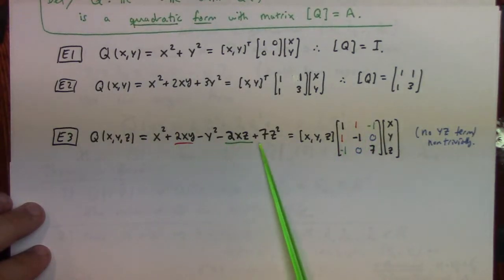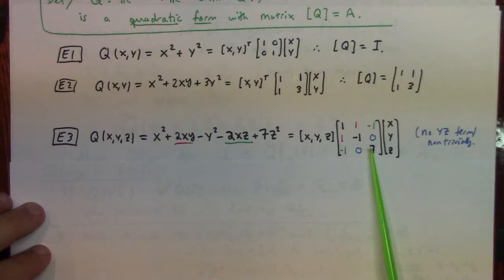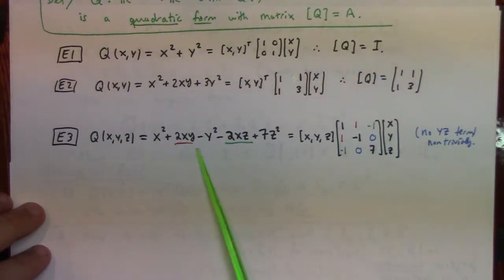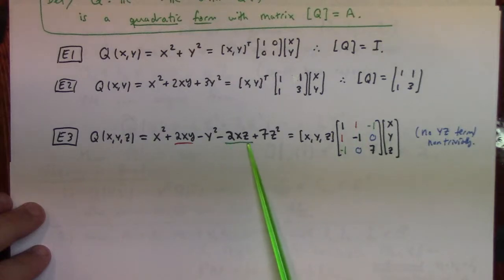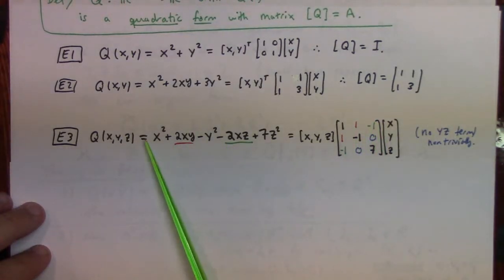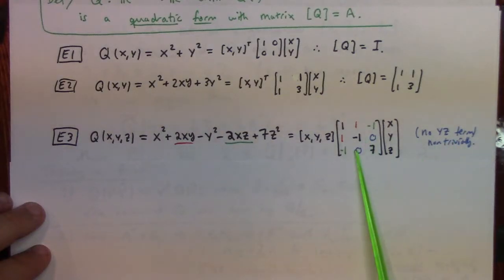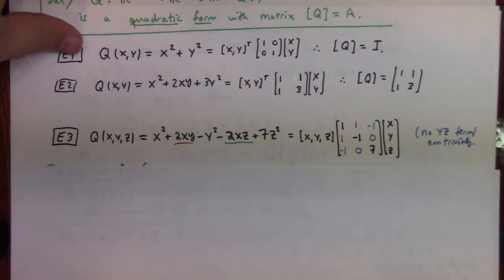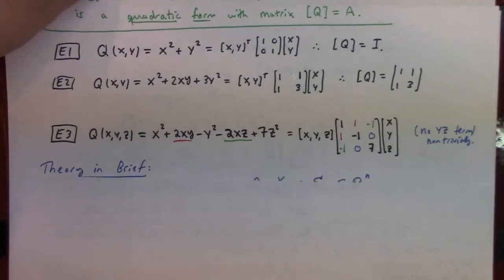But it's convenient to say that it's written in terms of a symmetric matrix like this. Now, this 2xy is giving me these two red ones. This minus 2xz is giving me these two green minus 1's. The fact that there is no yz term is giving me these zeros. The diagonals are coming from the squares: x squared, the minus y squared, and the 7z squared. All right, there you go. I think anybody can do this without too much trouble.